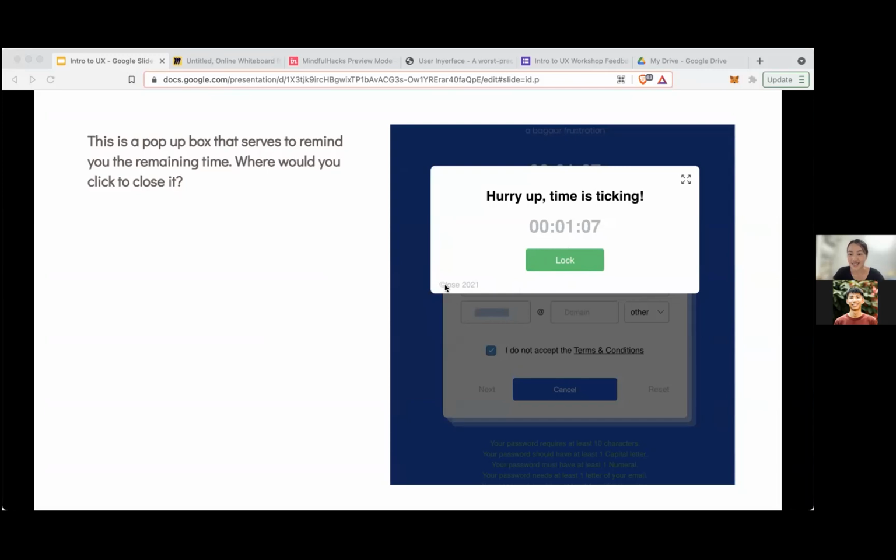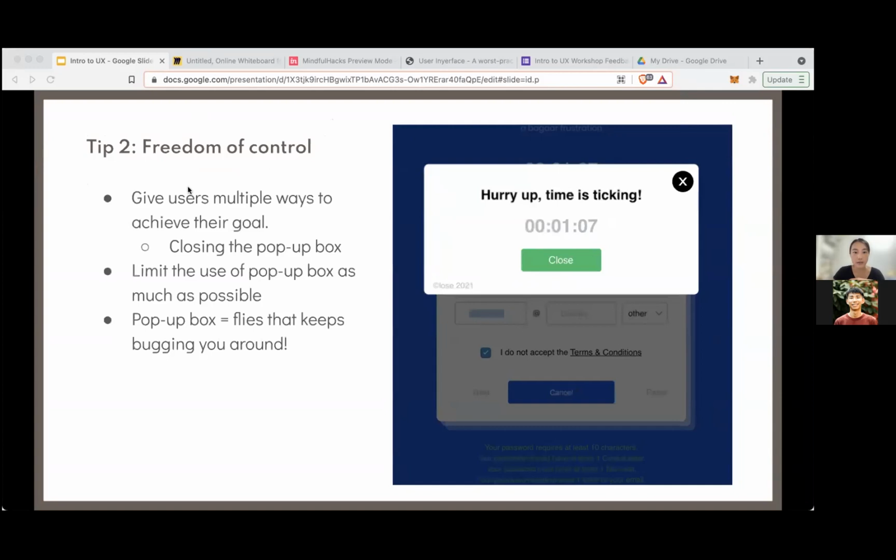So then you see that it says close 2021, then you click this and it closed. Okay, so this shouldn't be the right design. Instead, the button here should say close, and we should also have another close icon somewhere in this pop-up box. So that is because we always need to provide freedom of control.